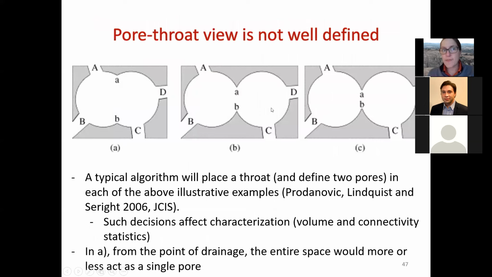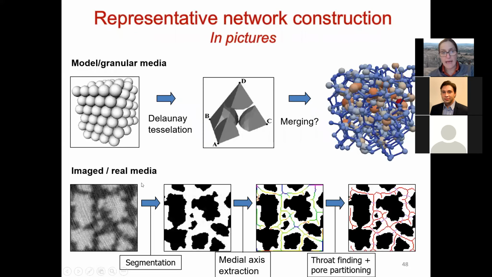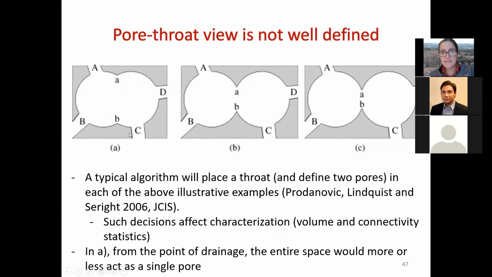Now, this pore-throat view of a porous medium is not really well defined. It comes from sandstones, and in sandstones it's arguably applicable, but in a lot of media they don't come pre-packaged as pore-throat networks, so finding them is not always an easy thing. A typical algorithm will place a throat in between two pores, and here are some examples where you could be not so clear that there is actually a throat. So I'm going to start with the easiest one.